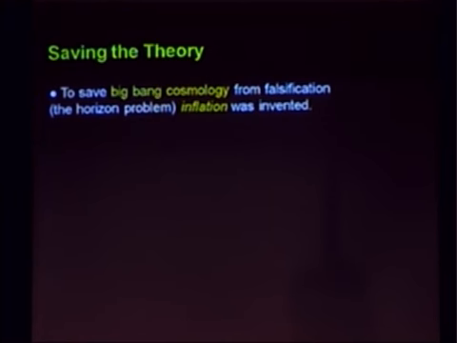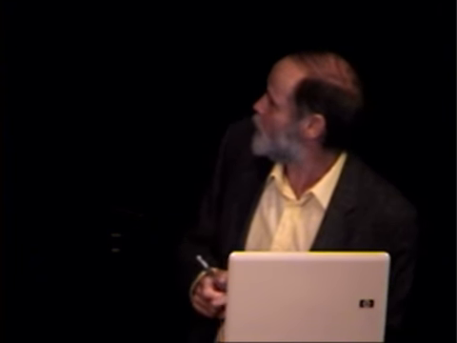So for example, to save the Big Bang cosmology from falsification, the horizon problem, that the temperature seems to be the same in all directions, inflation was invented. So inflation is a theory that right after the Big Bang, in the first thousandths of a second or so, the universe expanded very rapidly, much faster than the speed of light. And that allowed it then to solve this particular problem.